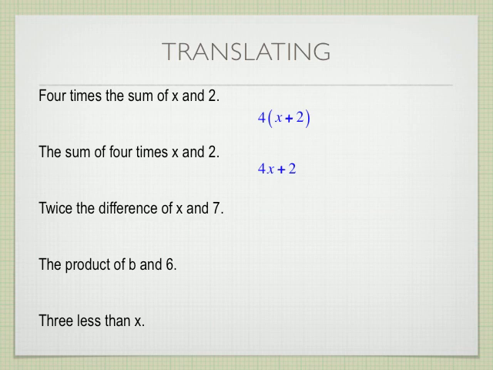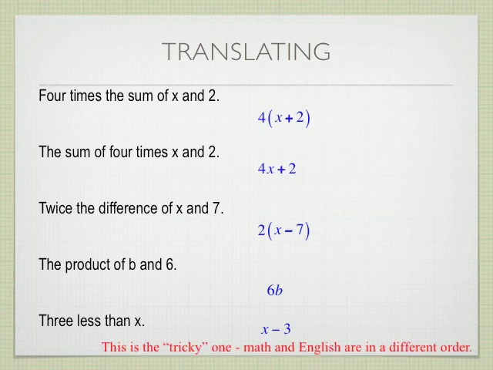Twice the difference of x and 7. Start with twice the difference. Twice, multiply by 2. What am I multiplying by 2? I'm multiplying a difference, so twice the difference of x and 7. The product of b and 6 is just b times 6. We usually write that as 6b. 3 less than x is x minus 3. So that's the tricky one. English and math are in a different order, so be careful with those.